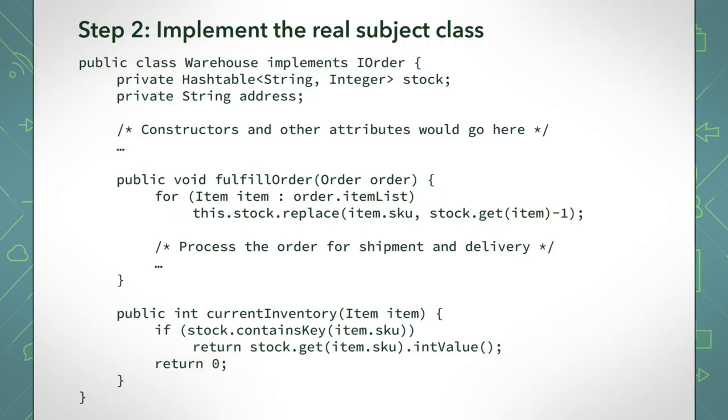Step 2. Implement the real subject class. The warehouse class knows how to process an order for fulfillment, and it knows how to report the current stock of items. Notice that it doesn't need to check if it has enough stock to fulfill an order, because an order should only be sent to a warehouse if it can be fulfilled.